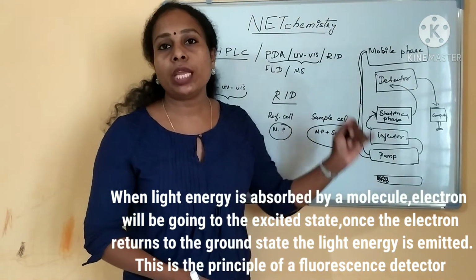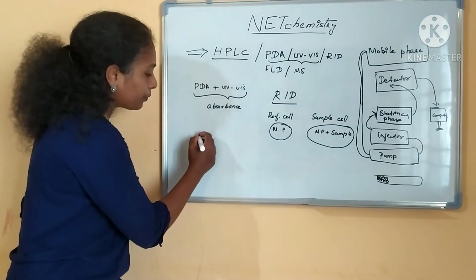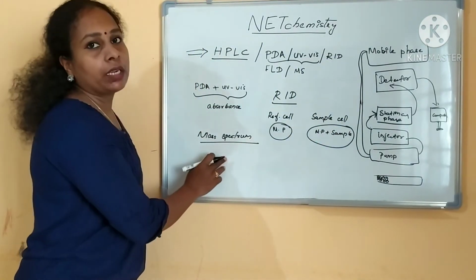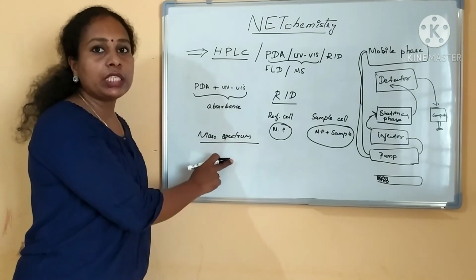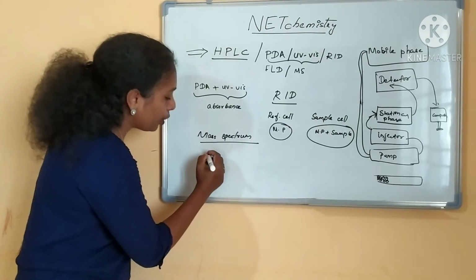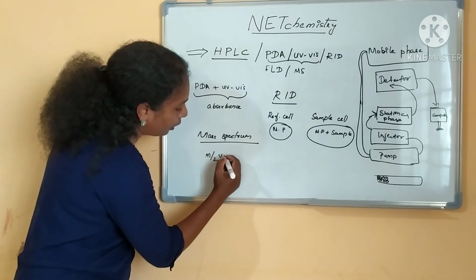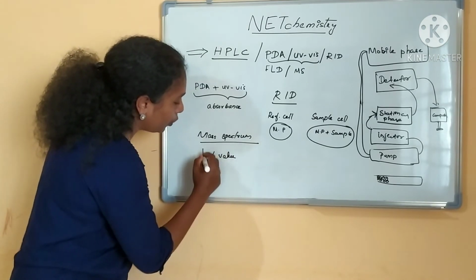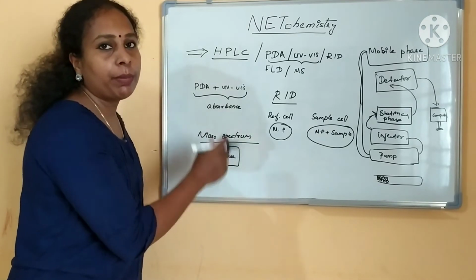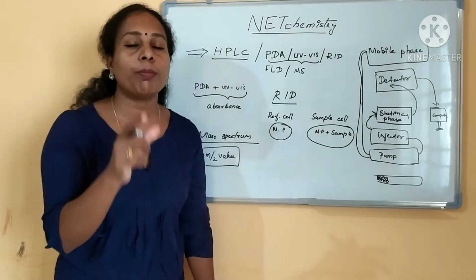Next it is coming to the MS. What is MS? Mass spectrum. This we know, right? Based on mass spectrum, based on your M by Z value, you will be analyzing your sample based on the mass of the component present.